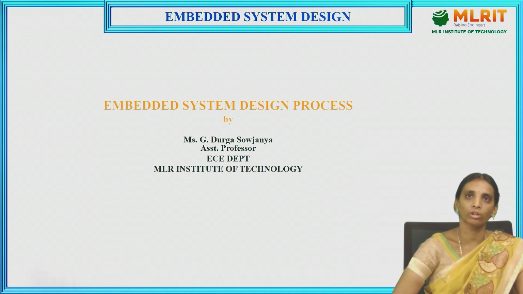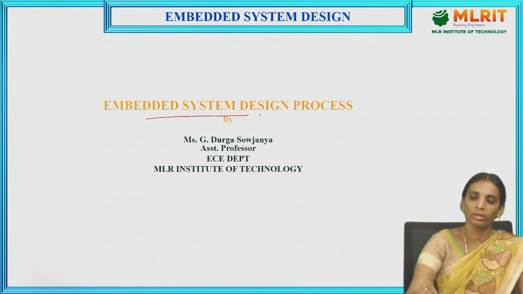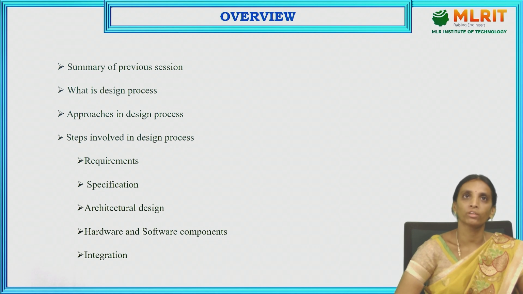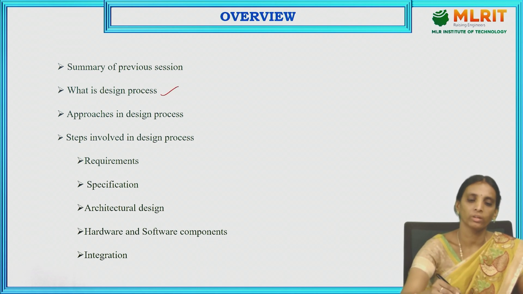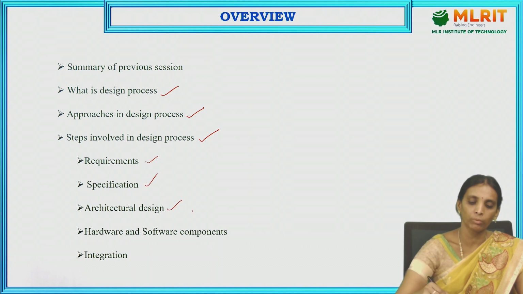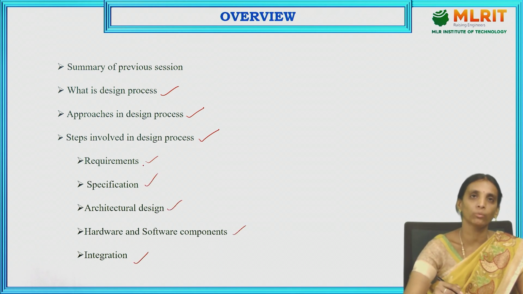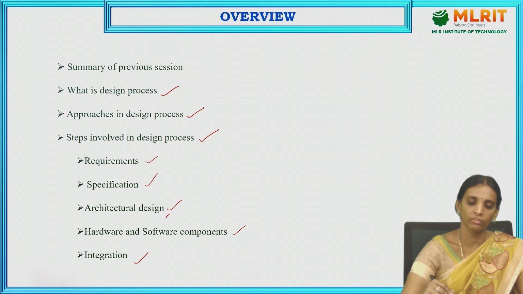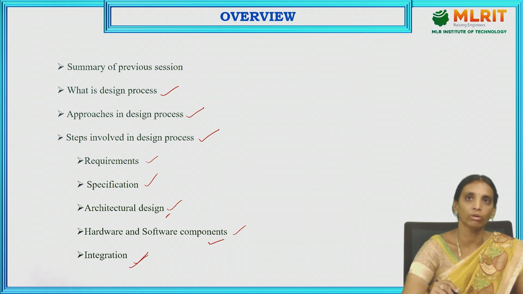Our today's session topic is the Embedded System Design Process. First we will summarize the previous session, then discuss what the design process is, what approaches there are in the design process, and the steps involved. We will go briefly through those steps: requirements, specification, architectural design, hardware and software components, and integration. Let's go to the main topic.